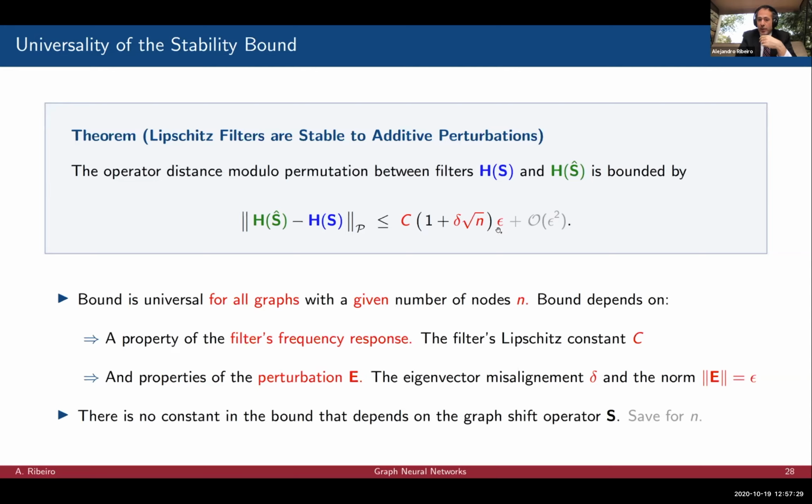And there's another property of the perturbation, which is the size of the perturbation. Okay, so we have something that depends on the filter, two quantities, delta and epsilon, that depend on the perturbation matrix, but nothing here is dependent on the graph.